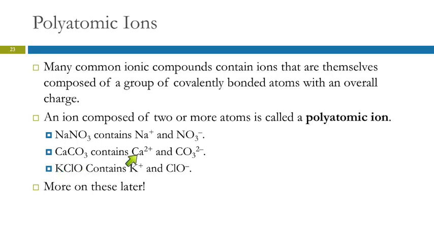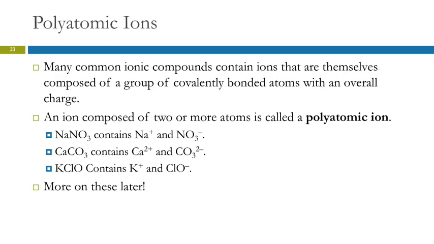Calcium carbonate has a calcium ion and a carbonate ion. So these polyatomic ions are generally nonmetals that are covalently bonded together. Their formulas are not anything that you can just easily predict.